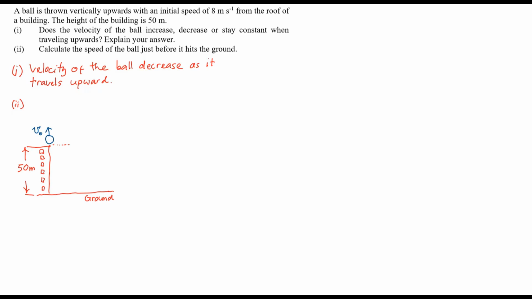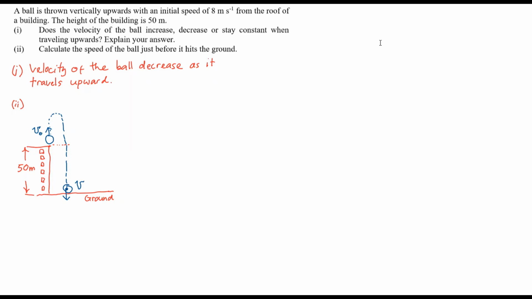Okay, so the ball starts with V0 from the top of a building, and V0 is 8 meters per second, and going up and come down and hits the ground. So that is V final.